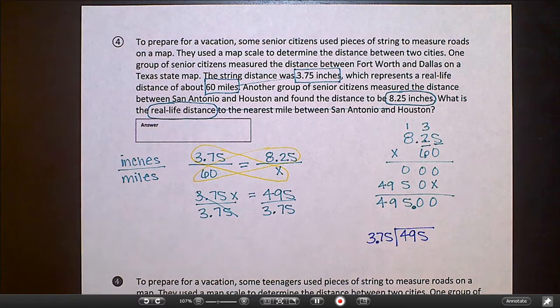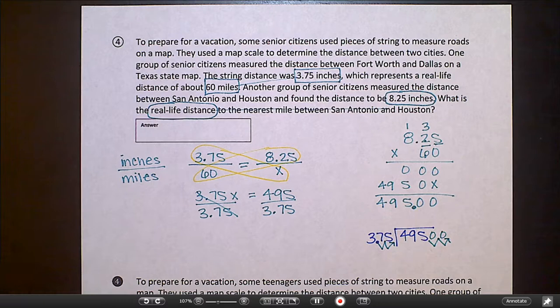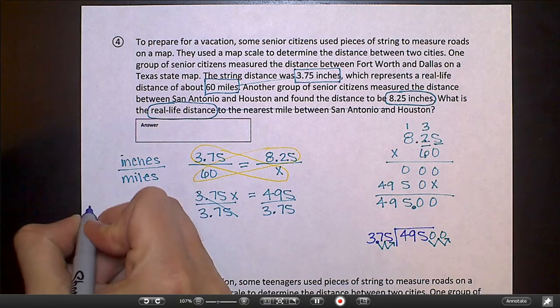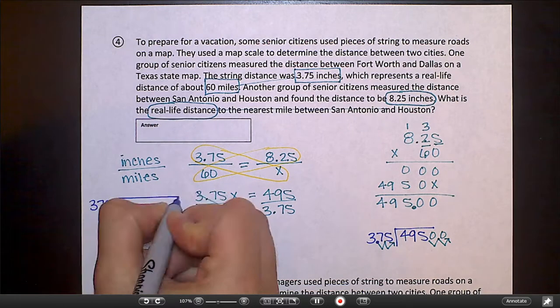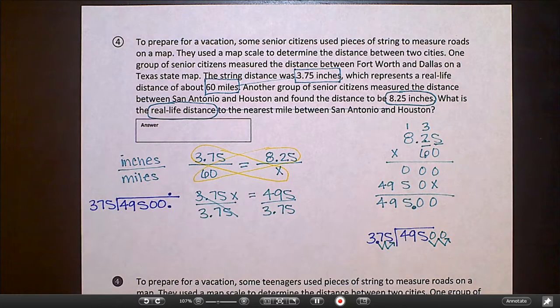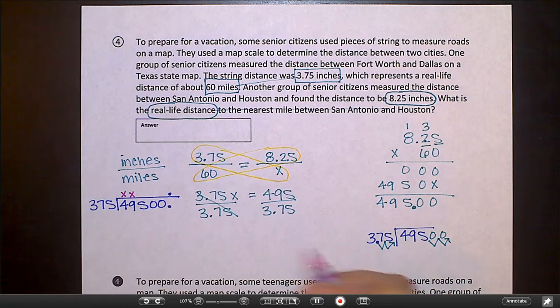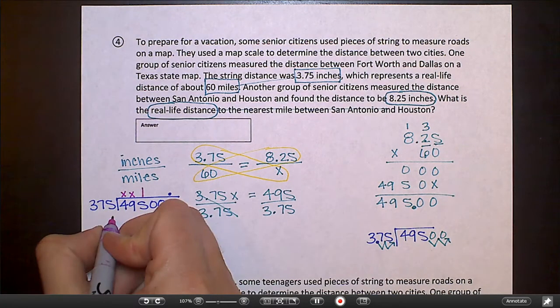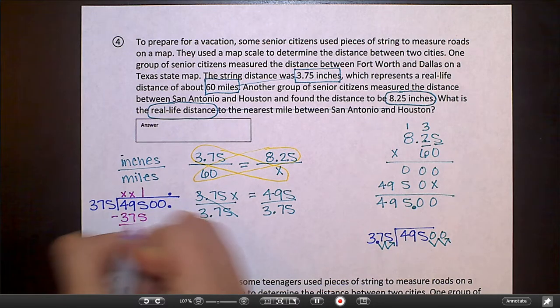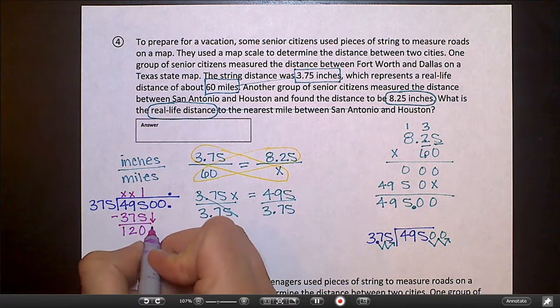That means I need to move my decimal point 2 places to the right. So I'm going to do the same thing here. Fill those in with zeros. And then rewrite our problem. So 375 out here, and then 49,500 here. And let's put our decimal up in the quotient so that we don't forget to do that later. Now, 375 does not go into 4 or 49, but it goes one time into 495. So we can start multiplying here. That's 375. I get 0, 2, and 1. Let's bring down one of these zeros.